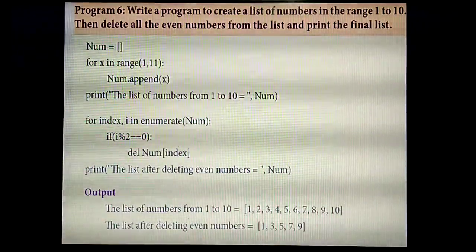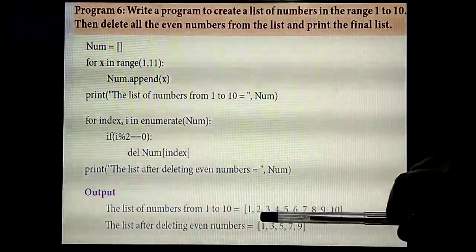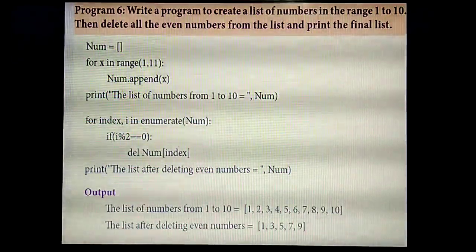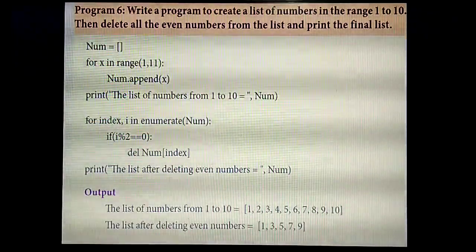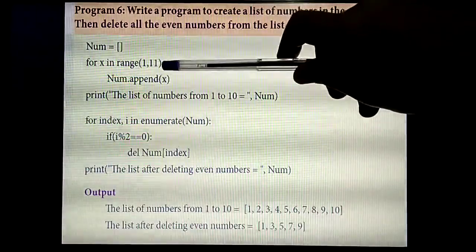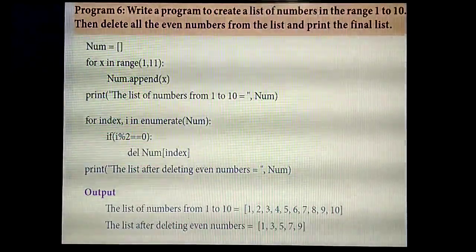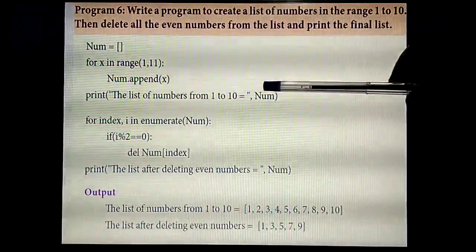All the even numbers get deleted. What are the numbers there? 2, 4, 6, 8, 10 will get deleted. The remaining numbers 1, 3, 5, 7, 9 are there. Understand? Very easy program, and this is all important. You are entering the range 1, 11. Each time the value is appended to the list. The numbers are stored in the list num.